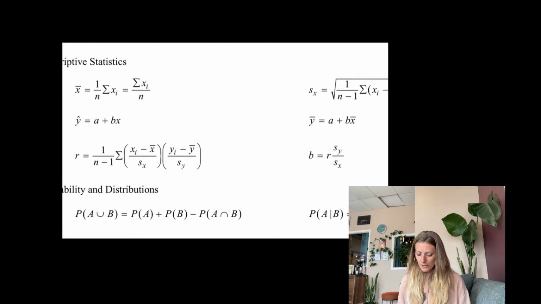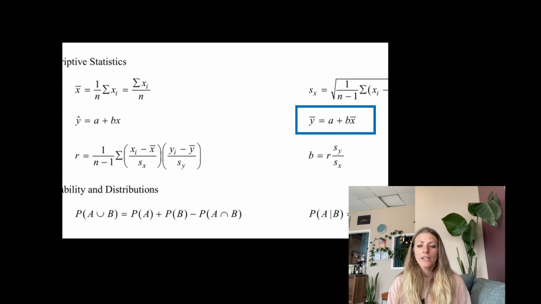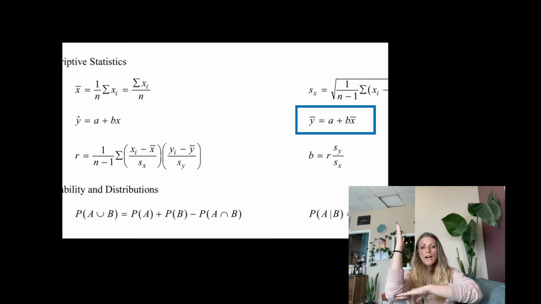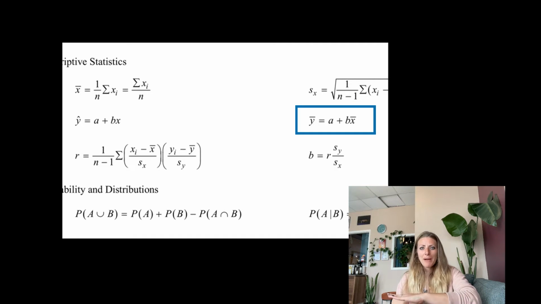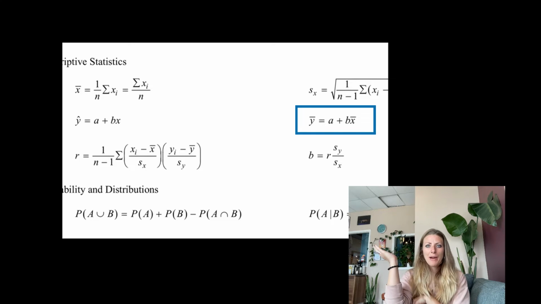Y bar equals A plus B X bar. Y bar and X bar are just the means of the X's and the means of the Y's. So you're plotting X versus Y. It's taking all of your X values, adding them all up, dividing by how many there are, and then taking all your Y values, adding them all up, and dividing by how many there are.